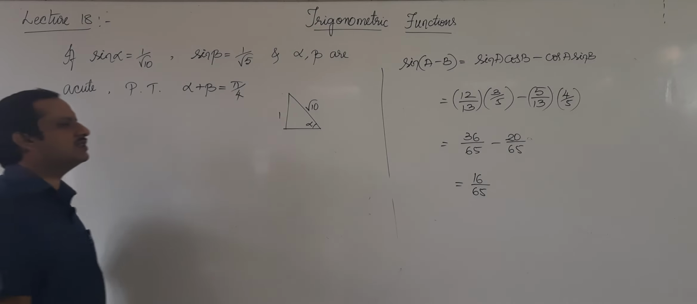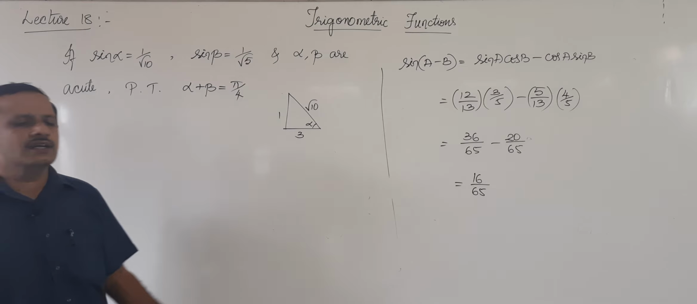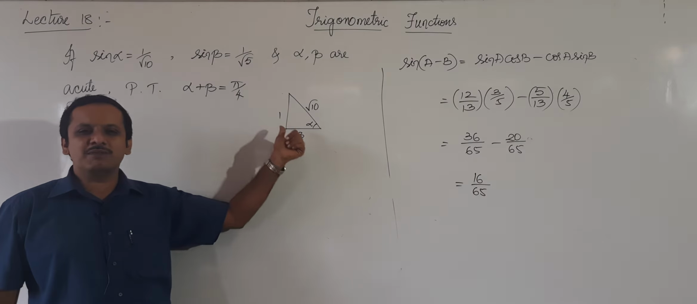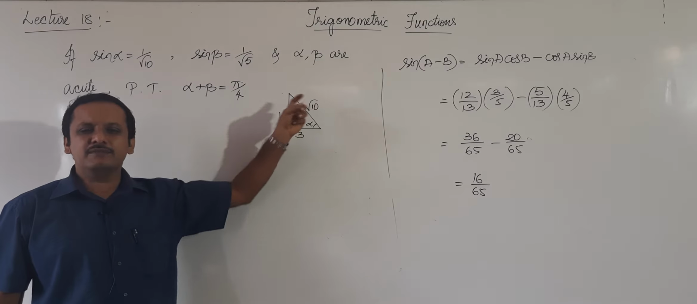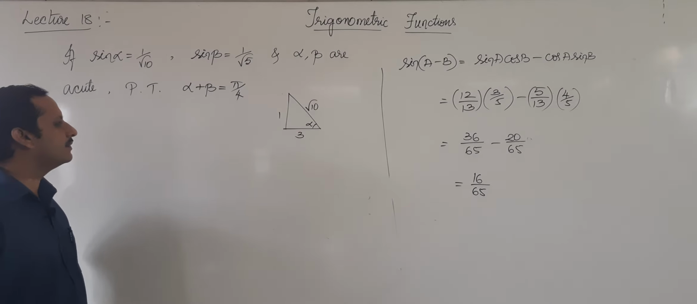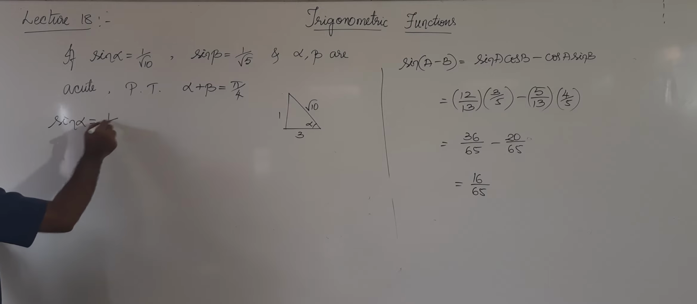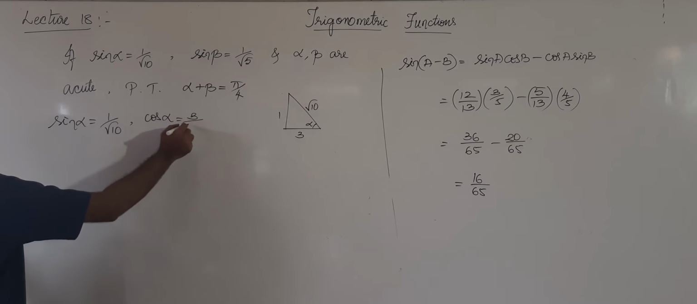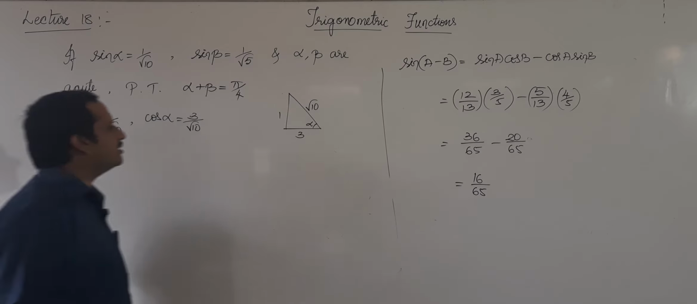So if the hypotenuse is root 10 and the opposite side is 1, then the adjacent side will be 3, because of Pythagoras theorem again. 1 square plus 3 square gives 1 plus 9, 10, or root 10 whole square, that is 10 minus 1 square, that is 10 minus 1, 9, root 9 is 3. So sin alpha is equal to 1 by root 10 and cos alpha is equal to 3 by root 10.